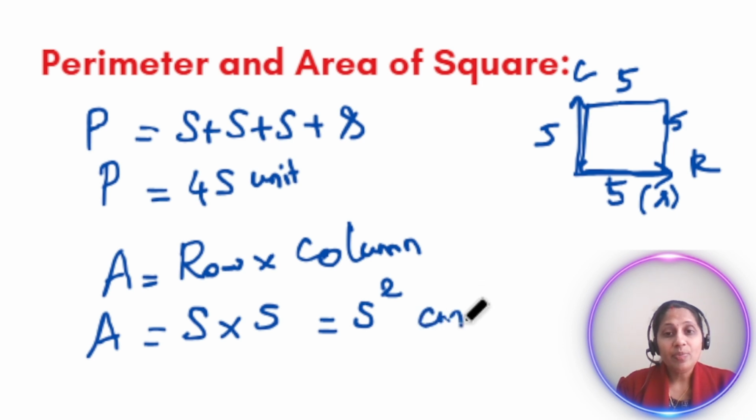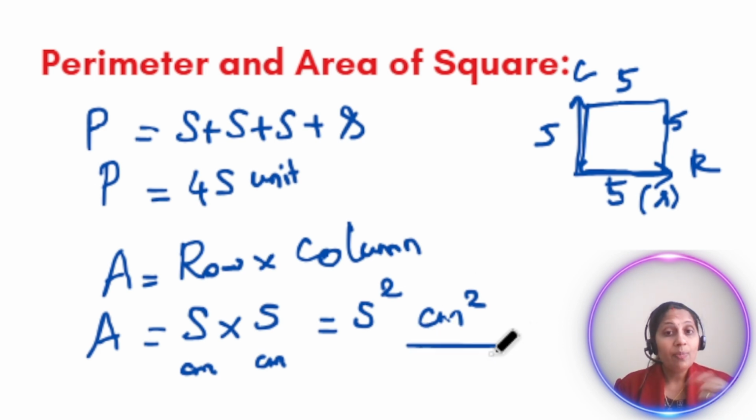And the most important thing, units. Centimeter into centimeter, so the unit is centimeter square. For perimeter, it's only one unit, which is centimeter or meter, or it can be anything. Okay? So simply we can say this is unit square. Hope you are clear with the perimeter and area of a square.